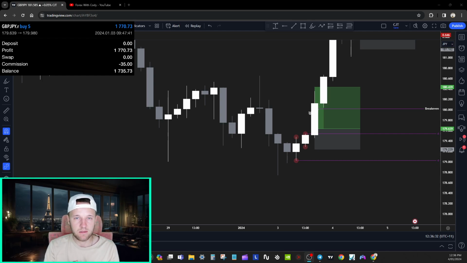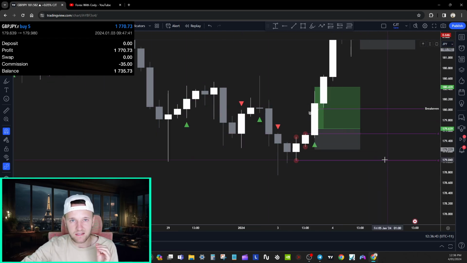This was a GBPJPY trade that was taken yesterday. This was called out in the private Telegram for the members. And also, if I just turn this indicator on real quick, this is the Forex with Cody indicator. You can see that it actually called this trade out to perfection.